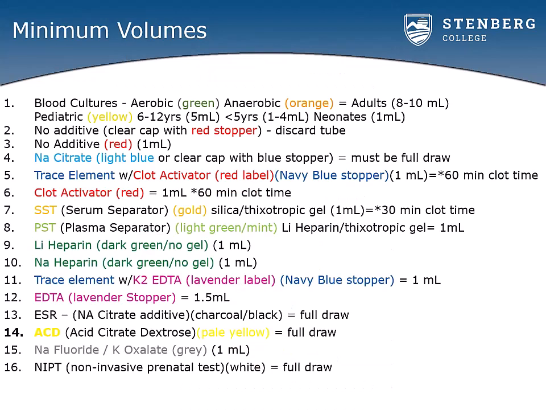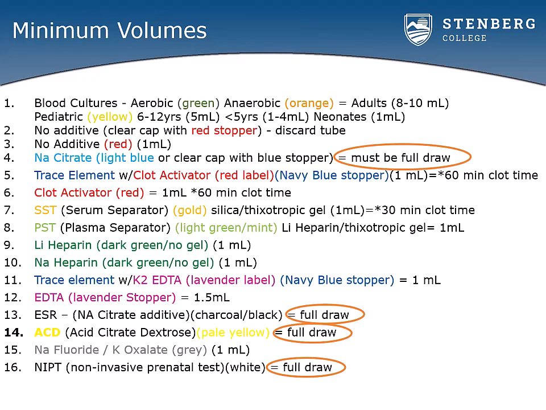This slide shows the order of draw once again. It also has some more detailed information about the minimum draws for all of the tubes. Minimum draws refers to the minimum amount of blood that is required in each tube to accurately perform testing. If the tubes are underfilled below this level, there will not be enough sample to run the test and it will be rejected by the lab, so it will need to be recollected.